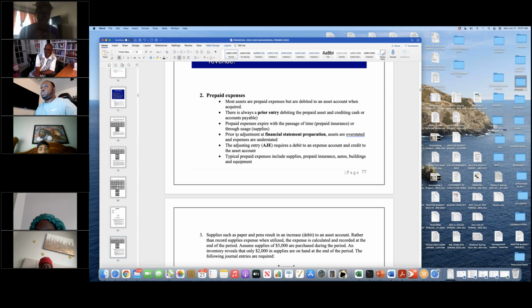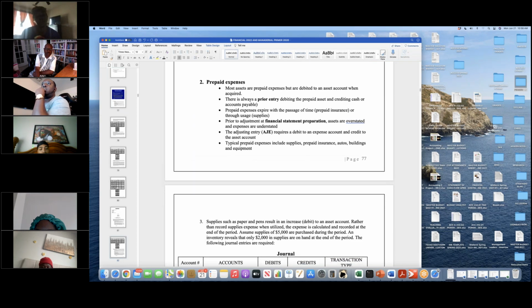Okay, prepaid expenses, you either use them up like supplies or they expire with time like prepaid insurance. If you don't make the adjusting entry, assets are overstated and expenses are understated. So if you've got the supplies on there and they're gone, then you've got your assets overstated and your expenses understated. With insurance, we are basically debiting prepaid insurance, then we make an adjusting entry, because when we buy the insurance, it's an asset. Then those autos we've been buying, they're prepaid assets, which we have to depreciate.